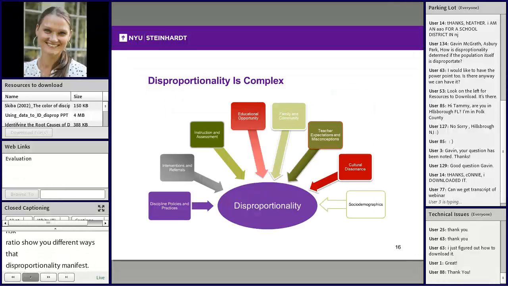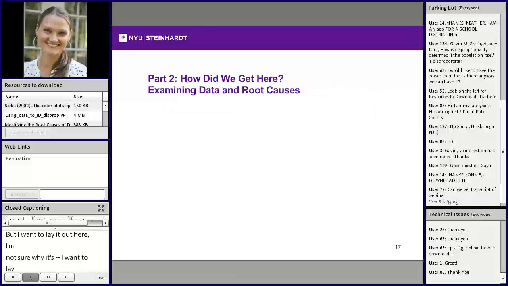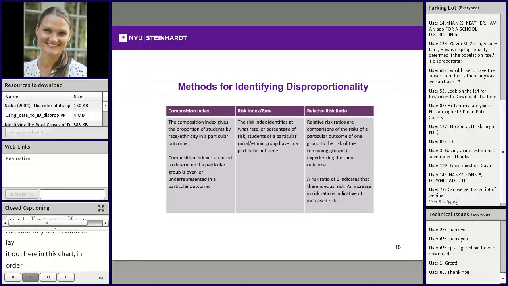Sorry, the slides are changing, not sure why. I want to lay it out here just to let you know where we're going.